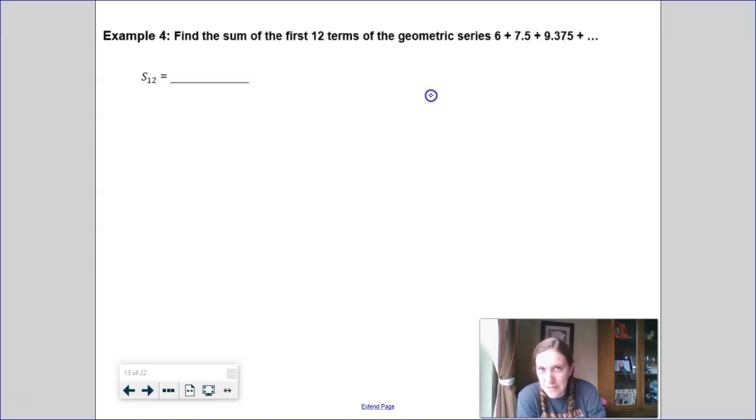All right, so we're going to sum the first 12 terms together. The formula for this being finite is... All right, so it starts with the first term, which clearly is a 6.